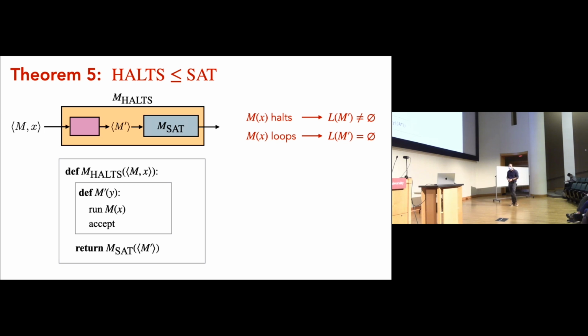Okay, so in this case, actually, let me write this down. In this case, M of x halts means that L of M prime is sigma star. It accepts everything. And definitely, if it's sigma star, it's not equal to the empty set. If M of x halts, it will accept every string, every y.